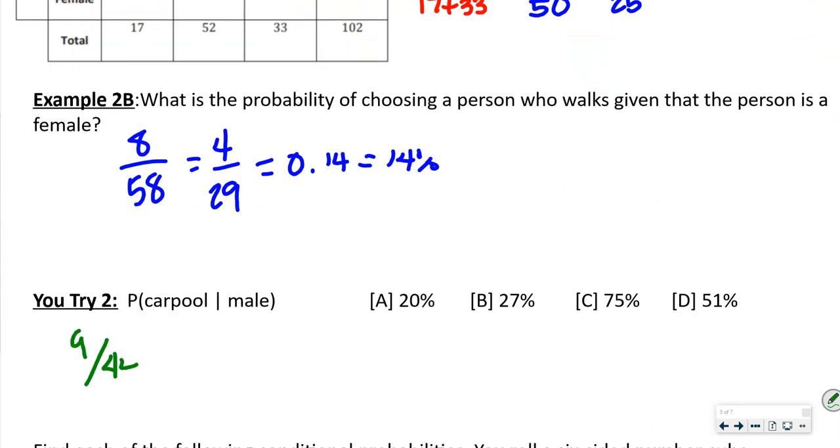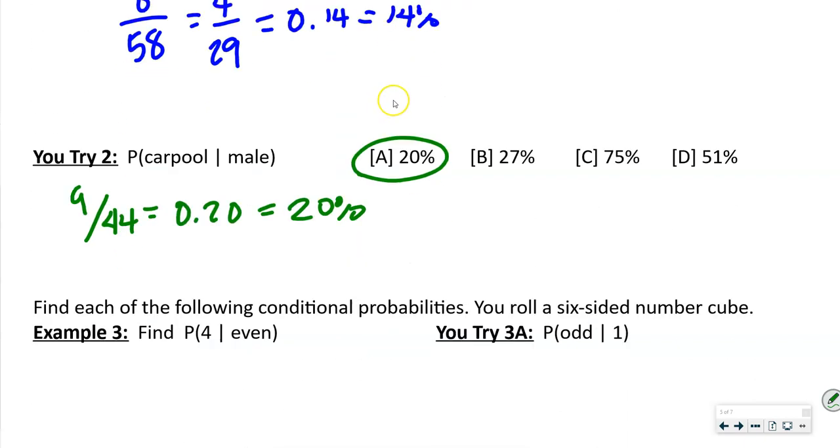9 over 44 is equal to what? Can that be reduced, 9 over 44? Nope. Okay, so that's 0.20, which is 20%. So our answer was A. Okay? All right, so we're going to do another example here.